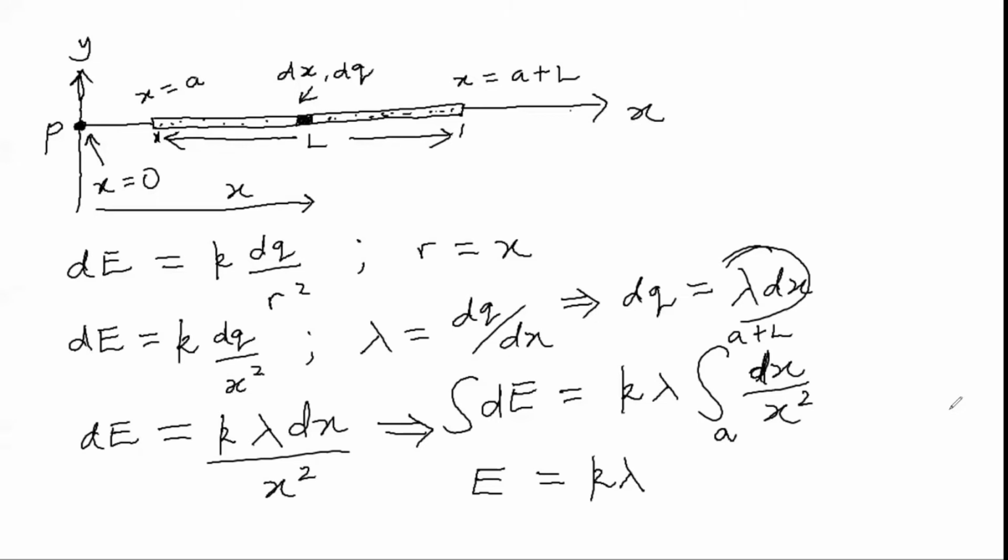Where we are going to differentiate dx over x squared. In this case, we're going to say 1 over x, which will be the negative. Then we distribute the limits. In this case, we are going to say the constant outside, open brackets, the negative 1 over x, close brackets, with upper limit L plus a, and down on the bottom we put a.